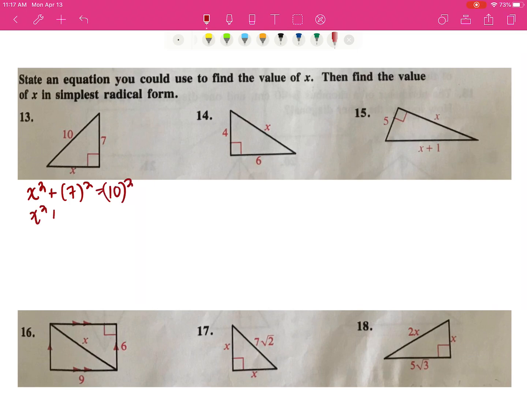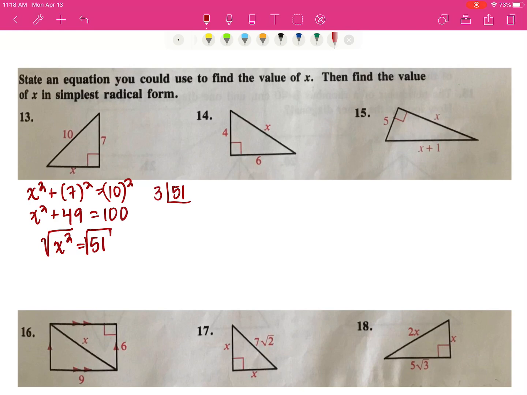x squared plus 49 equals 100. We subtract 49 from both sides. We get x squared equals 51. I'm going to square root both sides.